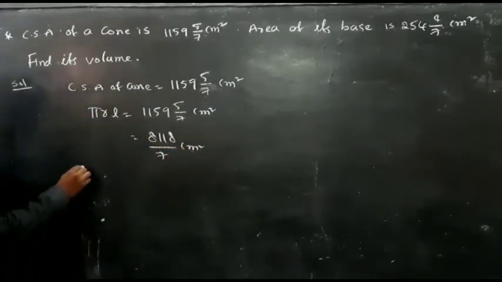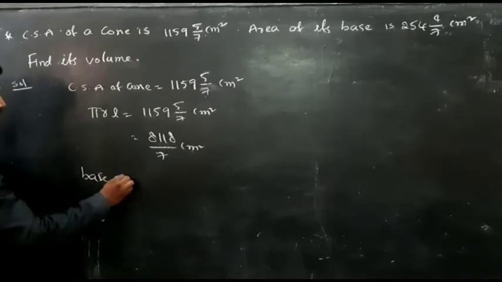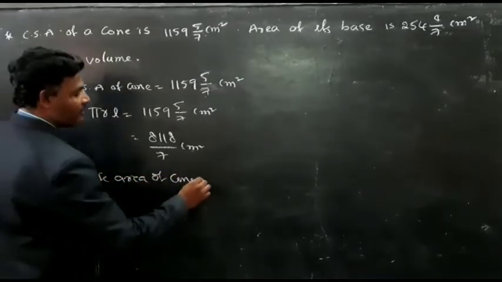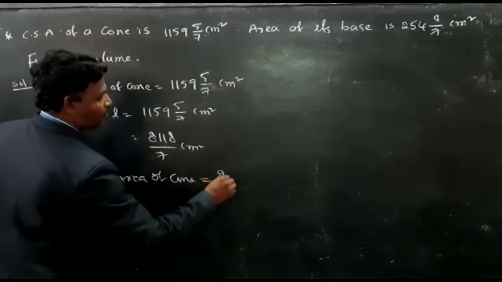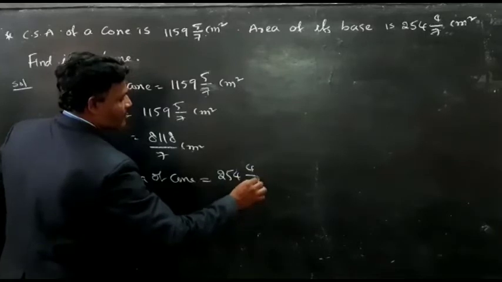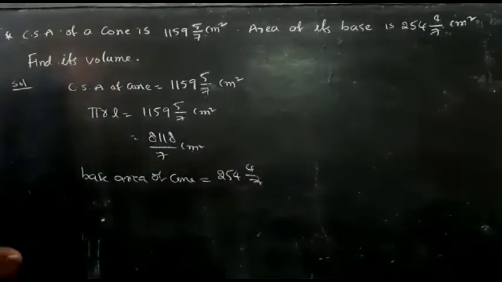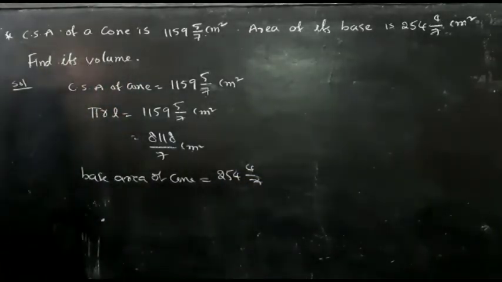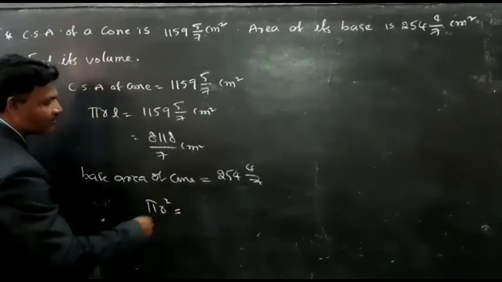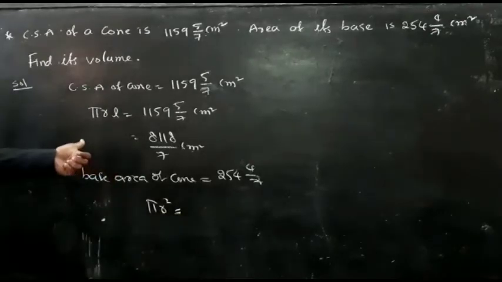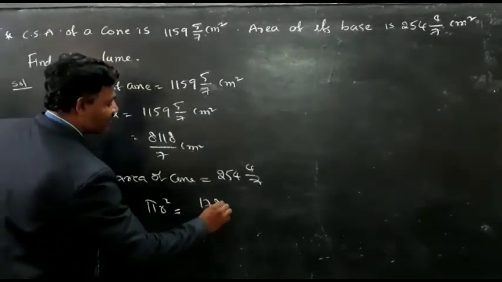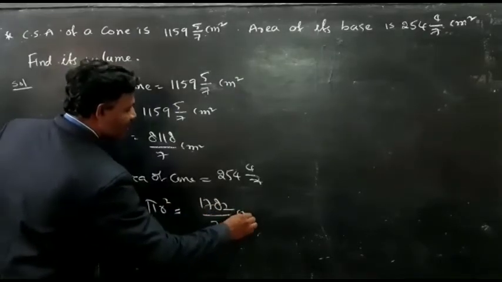Next, what is given here? Base area. The base area of a cone is equal to 2544 by 7. In a cone, what is the base? The base is nothing but a circle. Base area means the area of a circle, so pi r square is equal. That is a mixed fraction, you may convert it as a fraction. By converting that, you will get 1782 by 7 centimeters square.